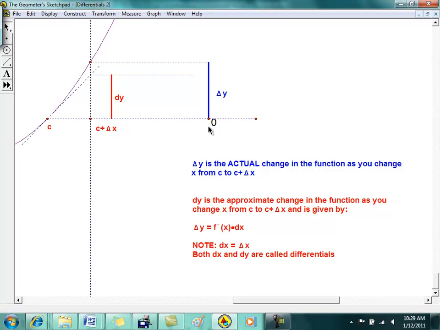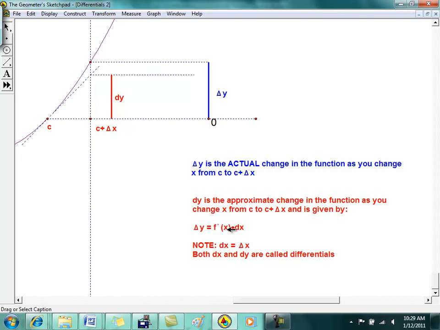Okay? Delta y is the actual change in the function as you go from that point to that point because you're on the function. You guys with me on that? Okay? And dy is an approximation. You can see where calculus is coming in now, right? dy by dx, right? So again, the red stuff is an approximation to this blue delta y, okay?